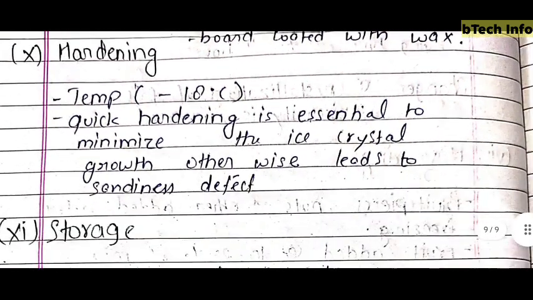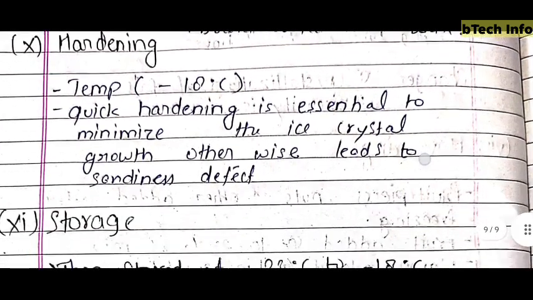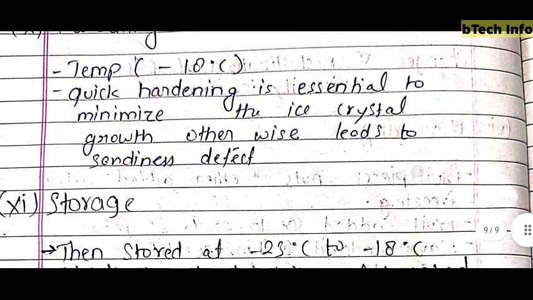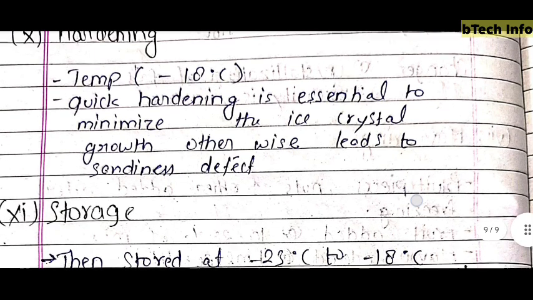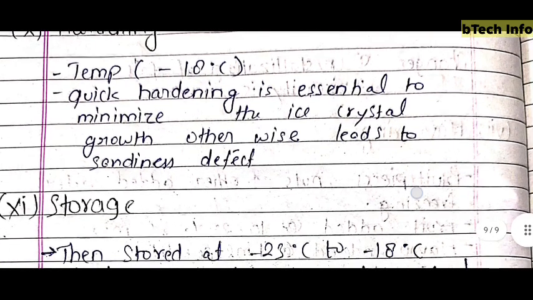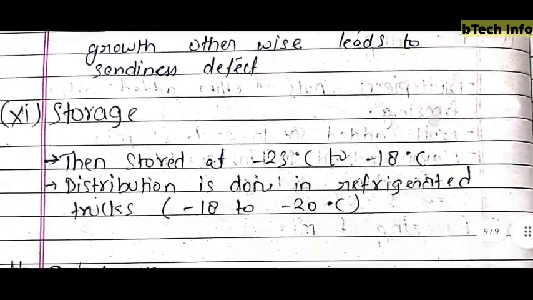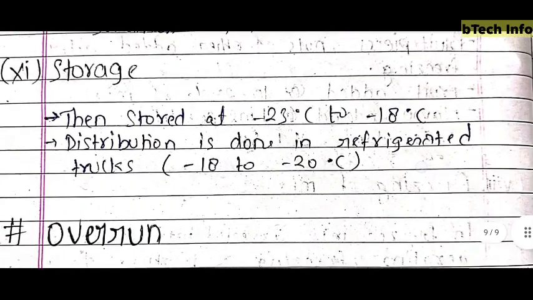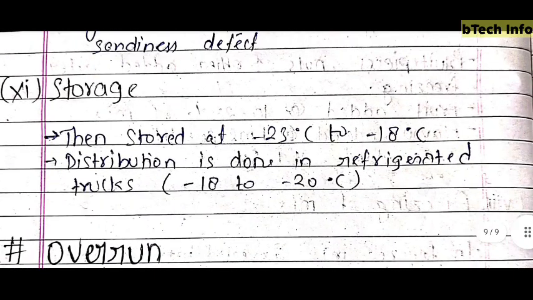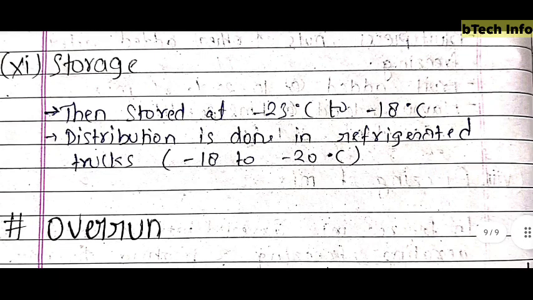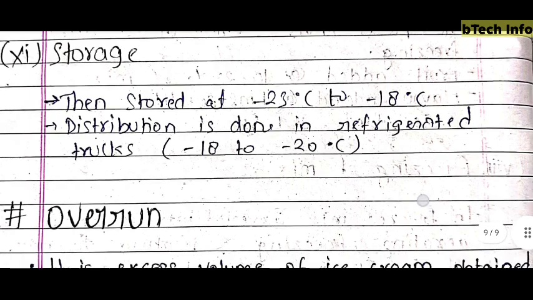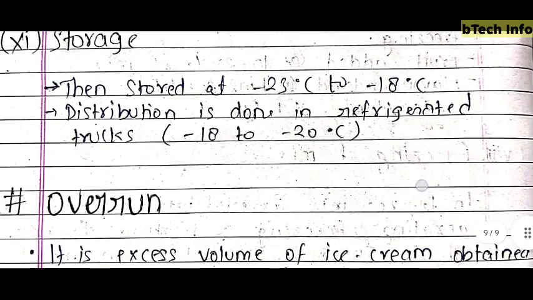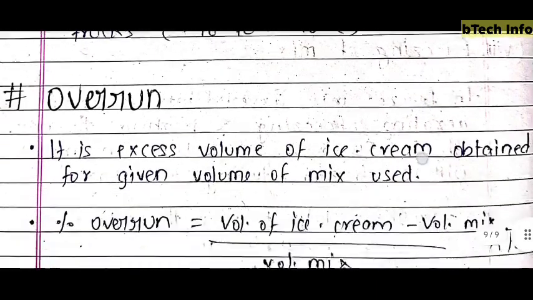After the packaging, we do the hardening, and the temperature of hardening should be -18 degrees Celsius. Quick hardening is essential to minimize ice crystal growth, otherwise it leads to a sandiness defect. The last step is the storage. It is stored at -23 to -18 degrees Celsius. Then after the storage, we do the distribution in refrigerated trucks at about -18 to -20 degrees Celsius.